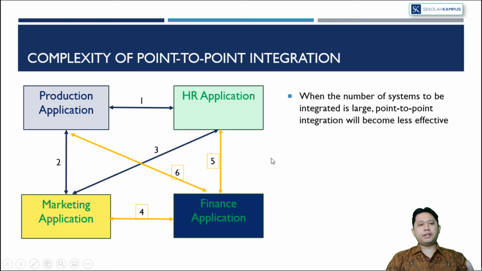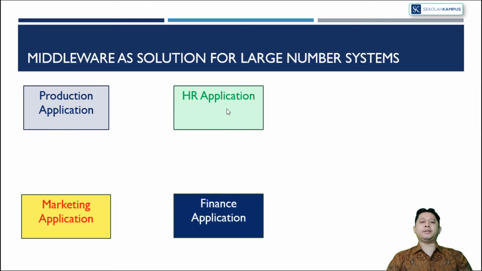Okay, as we saw previously, when there are 4 applications, we need 6 links, or 6 integrations, to connect the systems or applications. Okay, we can see that when the number of systems is very large or huge, point-to-point integration will become less effective or not effective anymore. So middleware is a solution for a large number of systems.